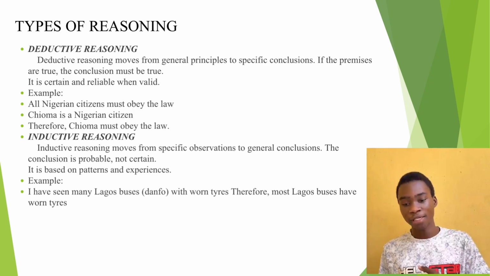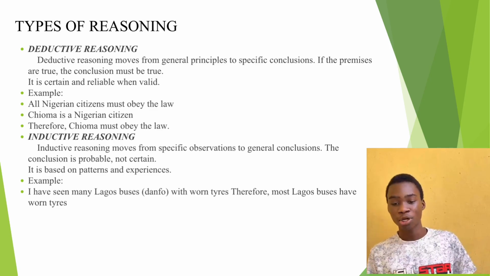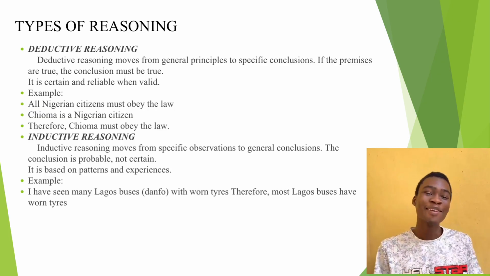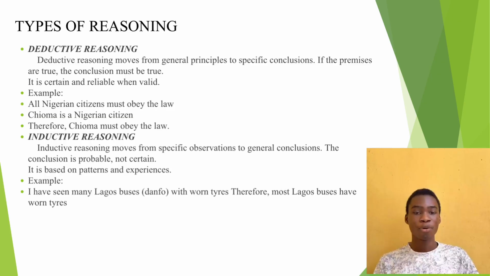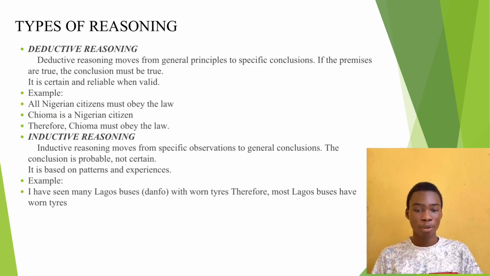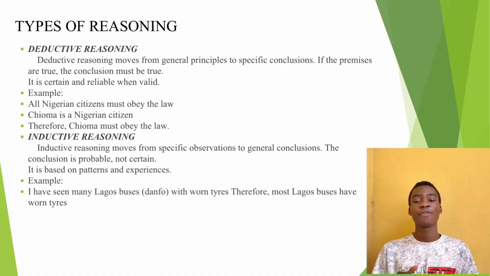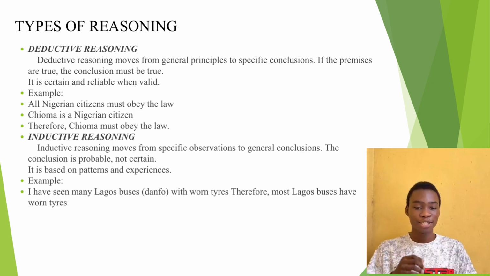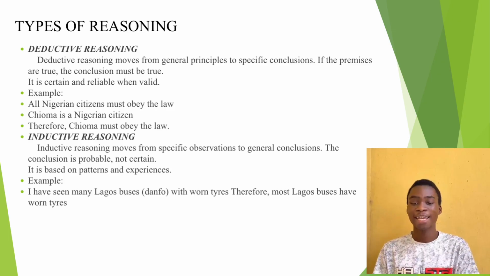Valid versus invalid argument. A valid argument is one where the conclusion logically follows from the premises. An invalid argument does not follow logically. Validity depends on structure, not truth. Example: many Nigerian politicians break promises. Sound versus unsound argument. A sound argument is valid and has true premises. This guarantees a true conclusion. Example: all Nigeria's senators are elected officials.